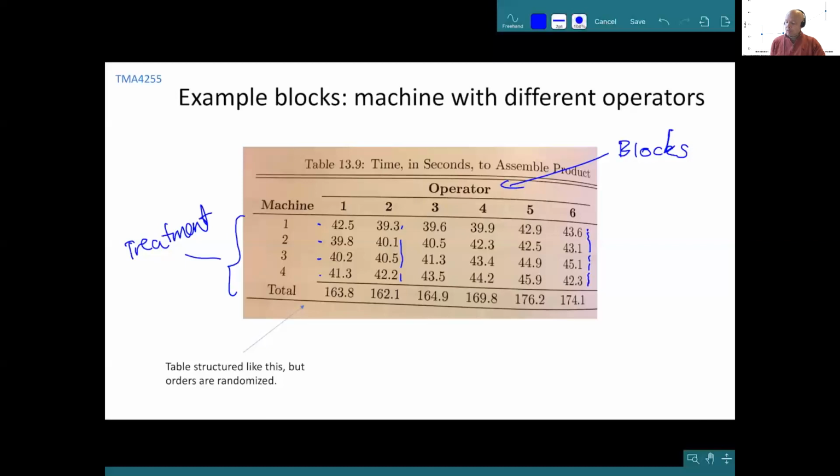So in addition to blocking here, we typically have randomization, so that the order in which all these operators run the machines is randomized. Even though we've structured it like this in a nice table, perhaps operator 1 was actually running machine 4 first or machine 3 first, whereas operator 2 was running machine 1 first, then 4, and so on, to get away from some kind of training effect in the runs.